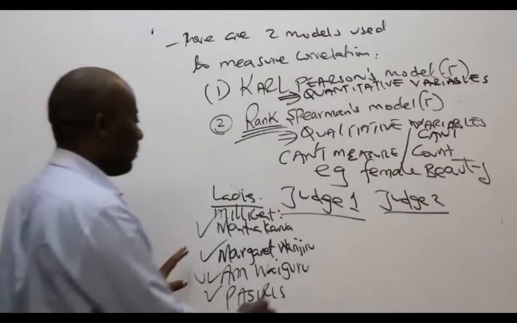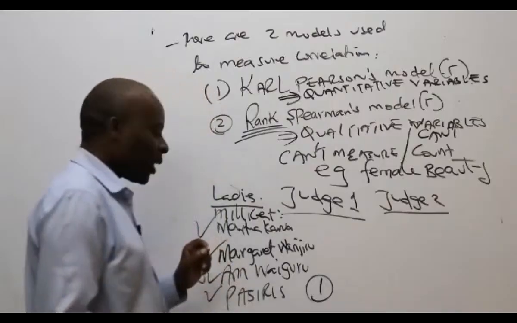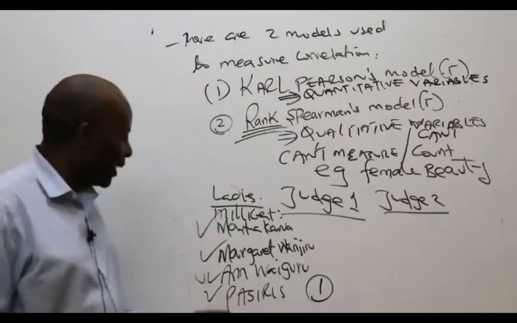So Gibson has said Pasari is number 1. Thank you very much. How about number 2, Gibson? Quickly, Gibson. Number 2, just say the first letter.